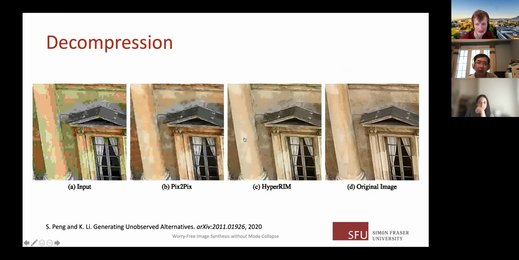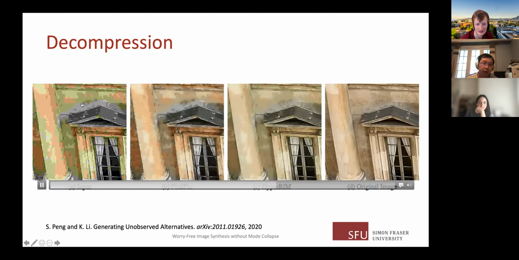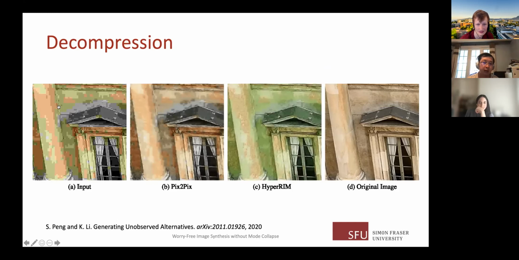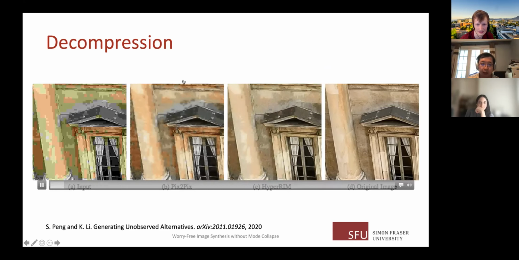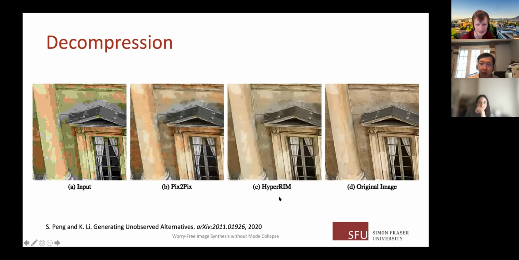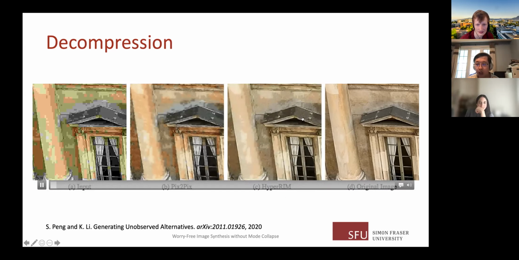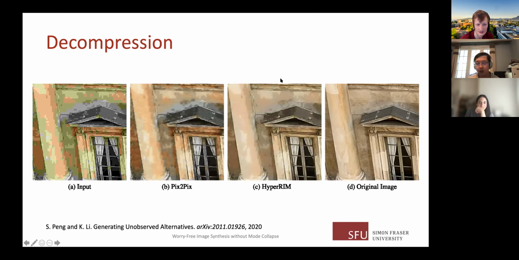We can also try to do decompression. Here we're only given a JPEG compressed image that's pretty badly compressed. You see the compression artifacts, and what we want to get out is the original image. This is the GAN-based baseline, and this is our method. You can see it's giving you something pretty close to the original image, and also different possibilities. You can see the colors varying, because the compression artifacts are sometimes green, sometimes orange, so you can't actually tell whether it's coming from a green image or an orange image.